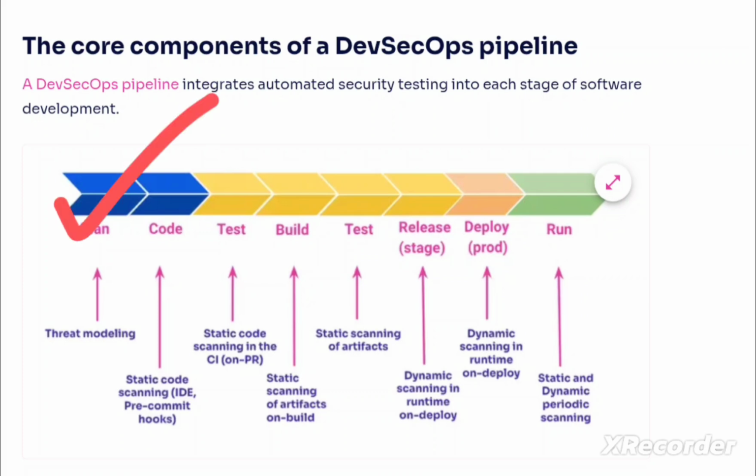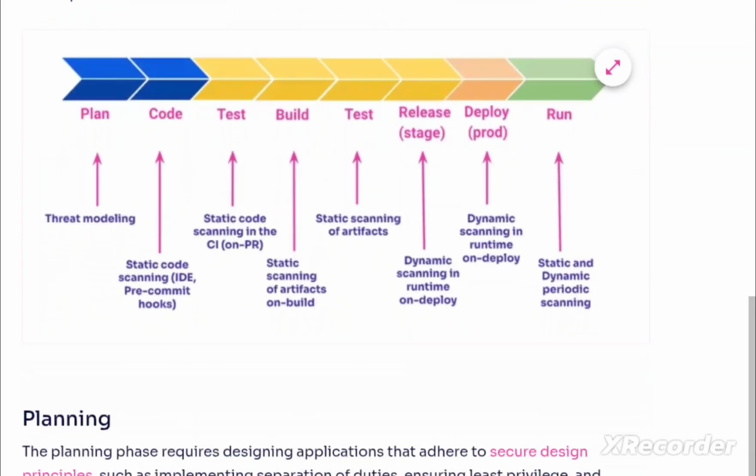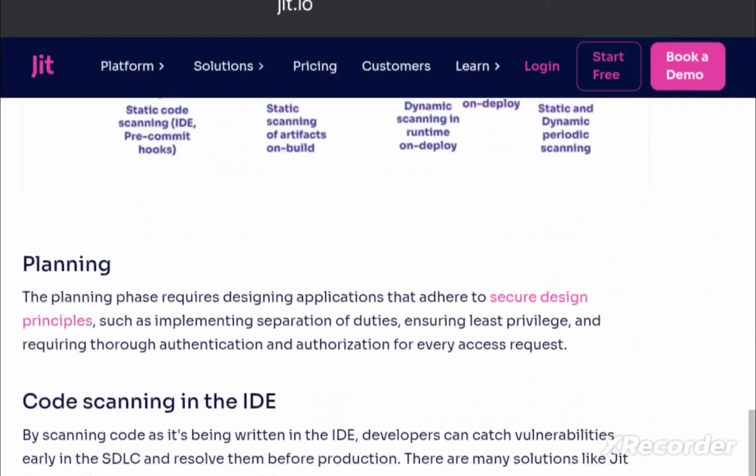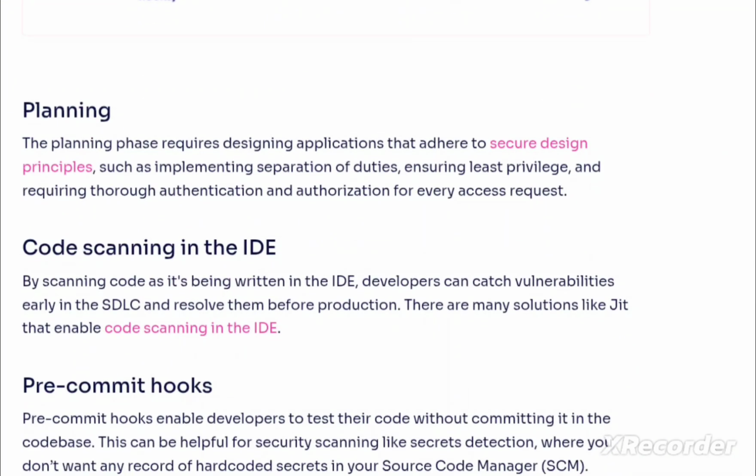What exactly happens in the planning phase? There is a dedicated technique called threat modeling, and different service providers offer tools for planning. Azure also provides Microsoft Threat Modeling Tool for the planning phase. The planning phase requires designing applications, deciding what the requirements are, and designing securely based on principles. What all needs to be implemented, the duties of the engineer, ensuring least privileges, and requiring thorough authentication and authorization of access requests.